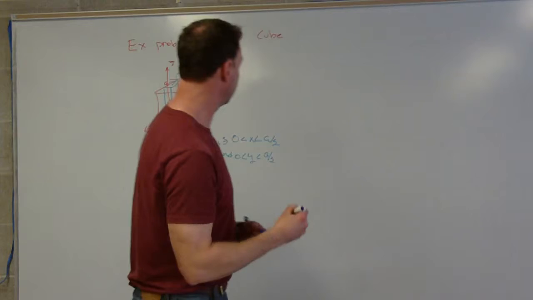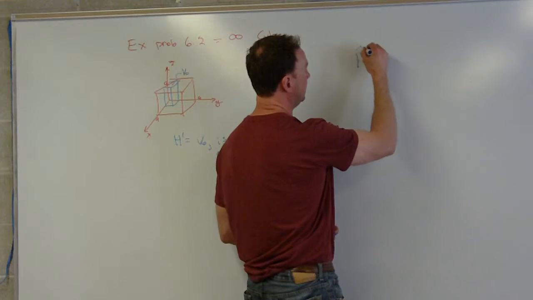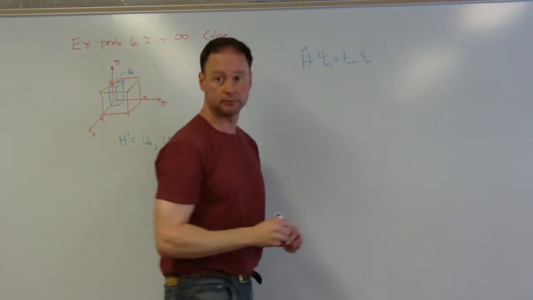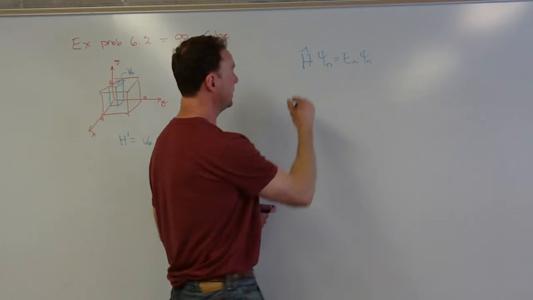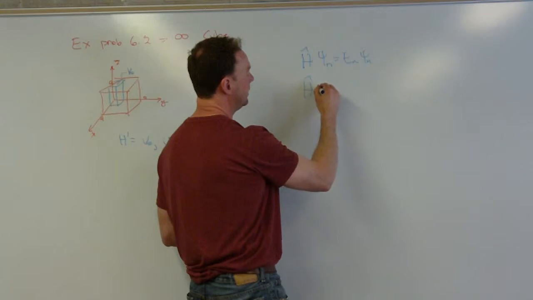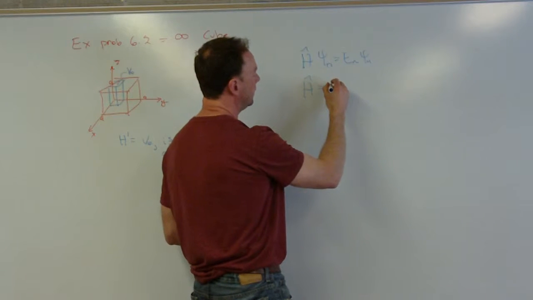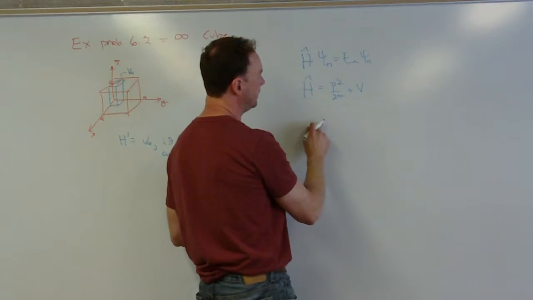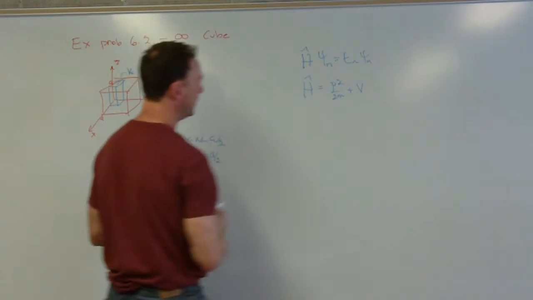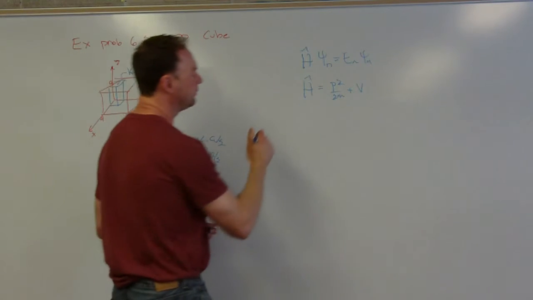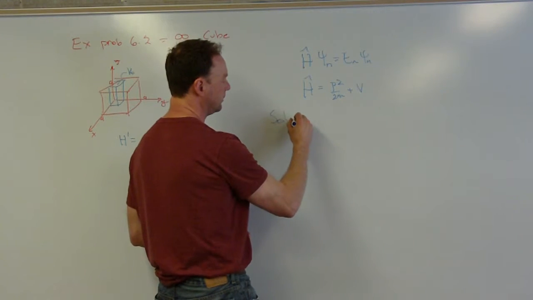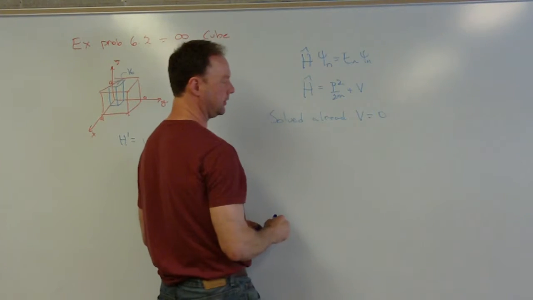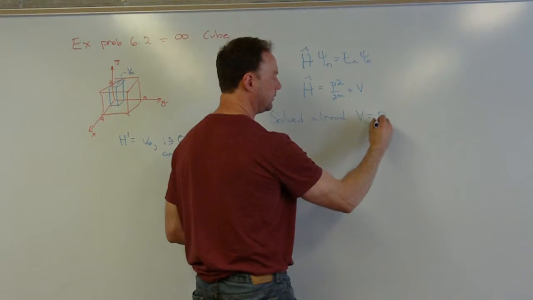The way you start doing quantum mechanics is you go, well, H times psi n equals E n psi n, right? And then you'd say, what's my Hamiltonian? My Hamiltonian is going to be equal to p squared over 2m plus V. And you say, okay, that's kind of standard. But what we know from before, we solved already, V equals 0 on the inside. V inside equals 0. Right?